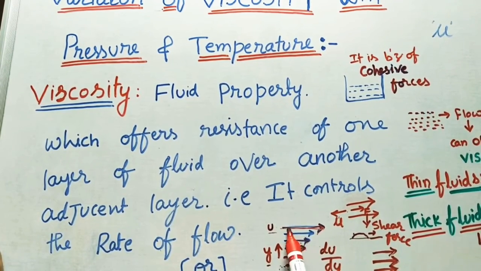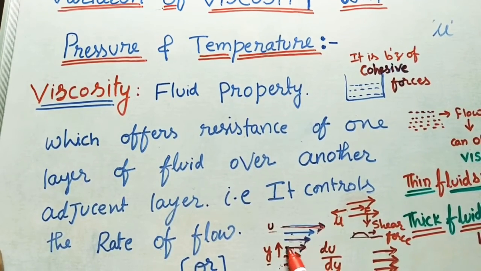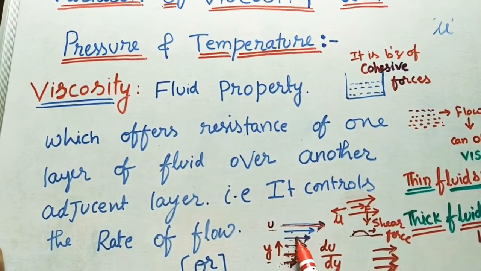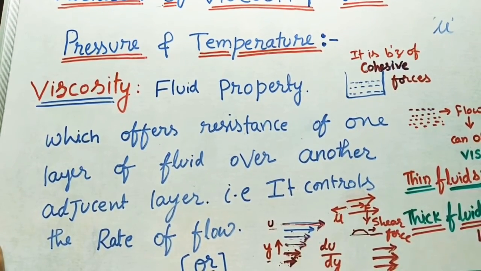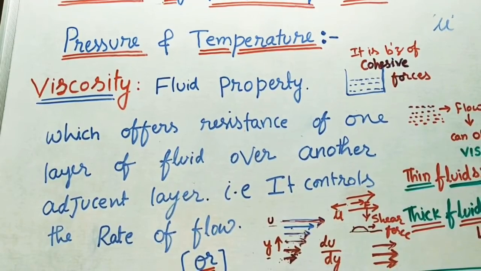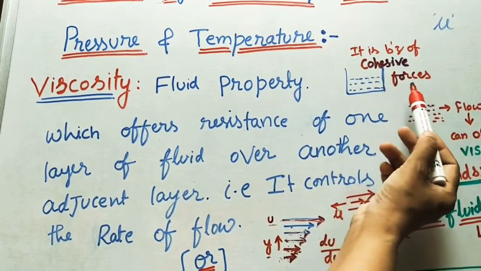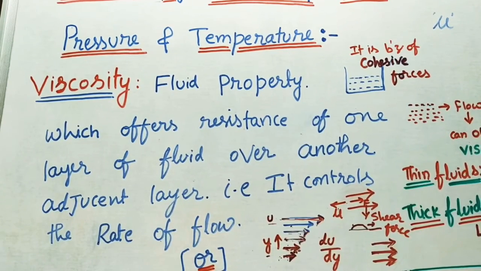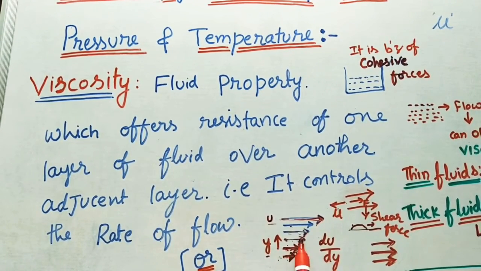This layer has resistance of this layer, and this layer has resistance of this layer. Like that, between two adjacent layers, some resistance will be there. That resistance is because of cohesive forces. We are calling these cohesive forces viscosity. Because of viscosity, layers will not move with equal velocity. They have different velocities between layers.